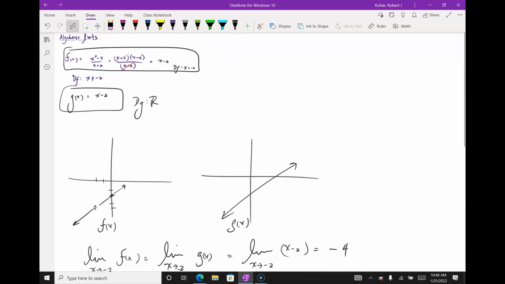I factored. And so there are going to be 3 processes right now, more to come. The first one is if I have polynomial over polynomial, factor. The second one is if I have fractions within fractions, I find an LCD. And the last one is if I have radicals, I use a conjugate.